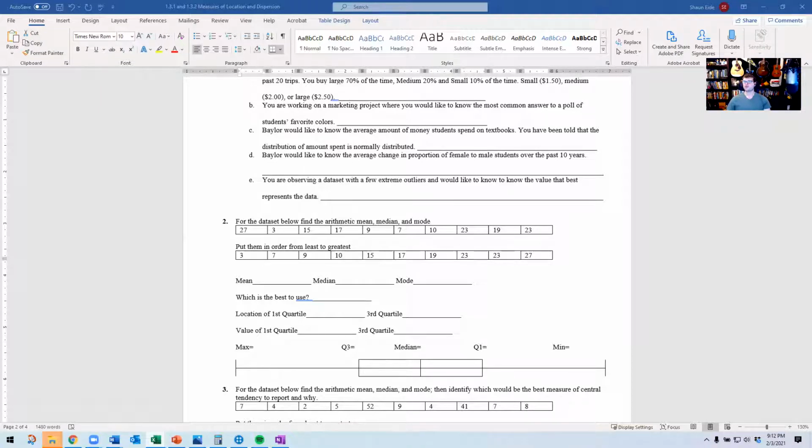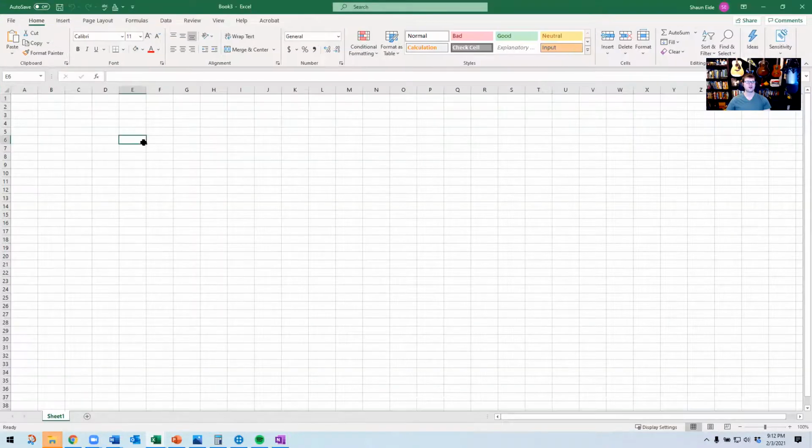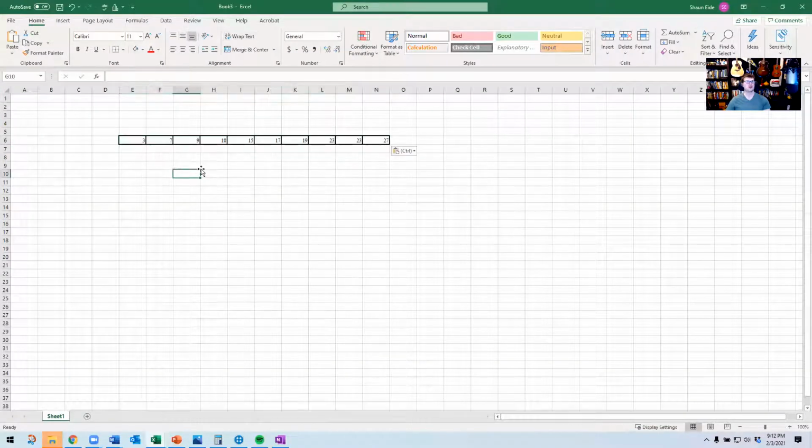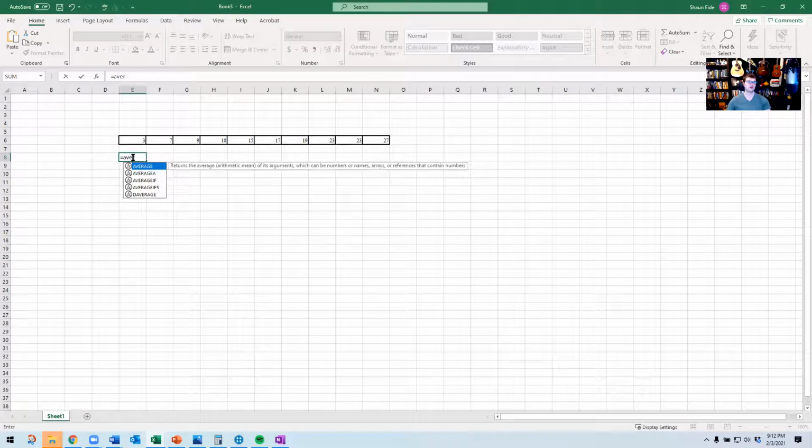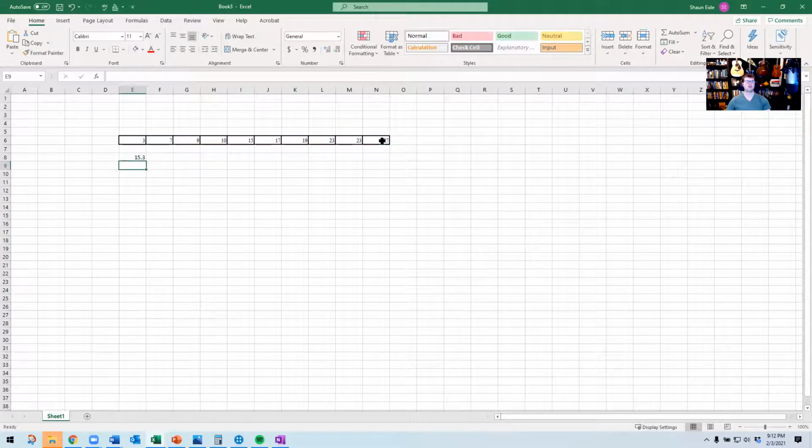Okay, file, new. Okay, here we go. So anytime that you do this, you just copy and paste it into here and then do equals average. And then highlight it, and bada bing, bada boom, 15.3. So we're good there.